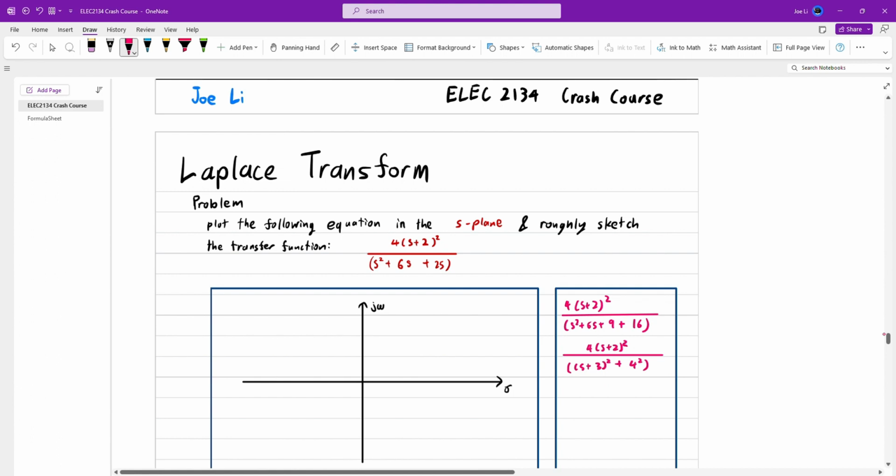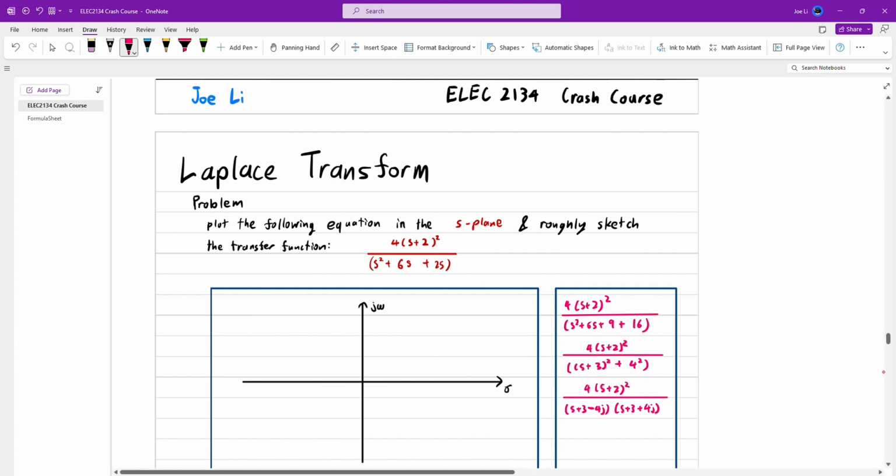Now, this is essentially the sum of the product of two complex numbers. So you get s plus 3 minus 4j, s plus 3 plus 4j. So this is essentially the sum of product of differences, okay?